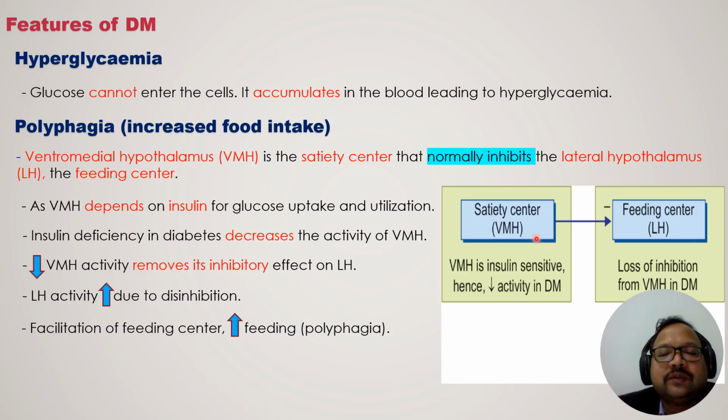But the VMH mostly depends upon insulin for glucose uptake and utilization. Once insulin deficiency occurs, what will happen? The activity of the VMH decreases, so the VMH removes the inhibition on the LH. The LH, the lateral hypothalamus, is the feeding center, so the LH activity will increase. So the patient likes to eat more food. This condition we call polyphagia.